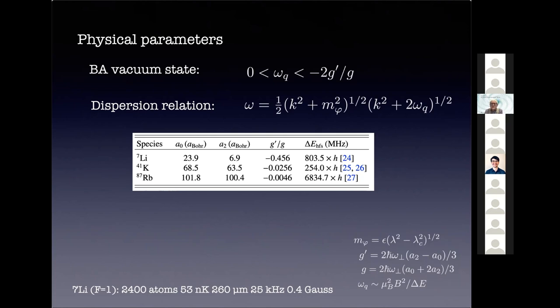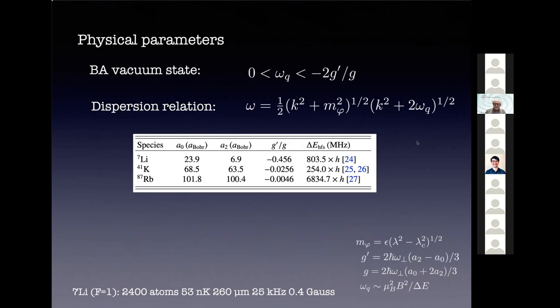The dispersion relation tells us whether this is relativistic or not. In the case of the spin-half system, we had k squared plus 4. And so our condition for a relativistic system was that k had to be less than 2 in our units. In this case, instead of k squared plus 4, we have k squared plus twice the quadratic Zeeman effect, which means to get a relativistic system, we'd like a large quadratic Zeeman effect. Because of the inequality on the quadratic Zeeman effect, we need g prime over g to be as negative as possible. And this isn't so easy to achieve.